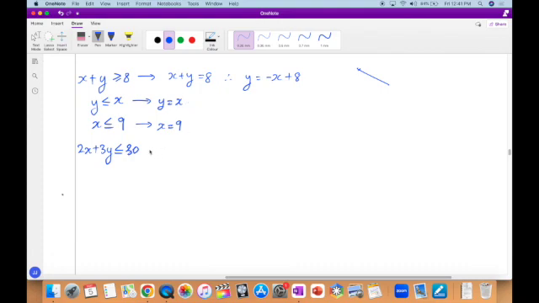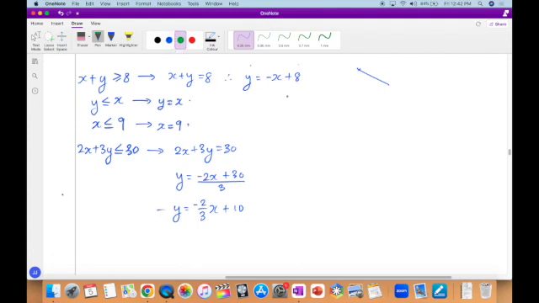And for this line, we'll have 2x plus 3y is equal to 30. So that means that y will be minus 2x plus 30 divided by 3. So in terms of mx plus c, it'll be minus 2/3 x plus 10. So that is this line in terms of mx plus c. These two lines are easy enough to plot. To plot these two, I need 2 points per line.